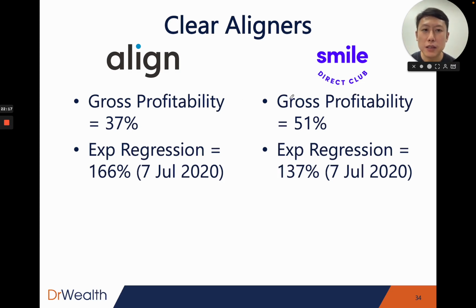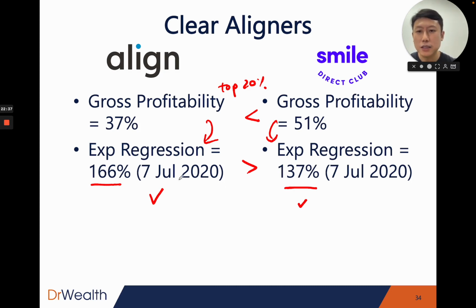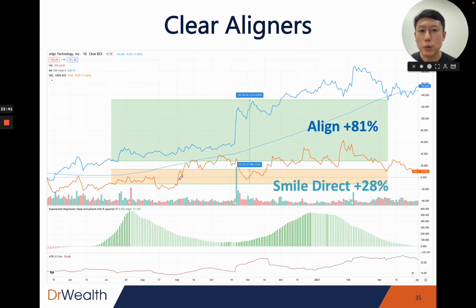Gross profitability, Smile is higher, but same thing, both will flow through because both will pass the top 20% by gross profitability. And then the exponential regression is also very close, right? But Align Tech has a higher exponential regression, so this is the one that you buy. If there is excess capital, then you might buy Smile Direct Club as well. But Align is the first one you buy when comparing between these two. And let's see what happened next.